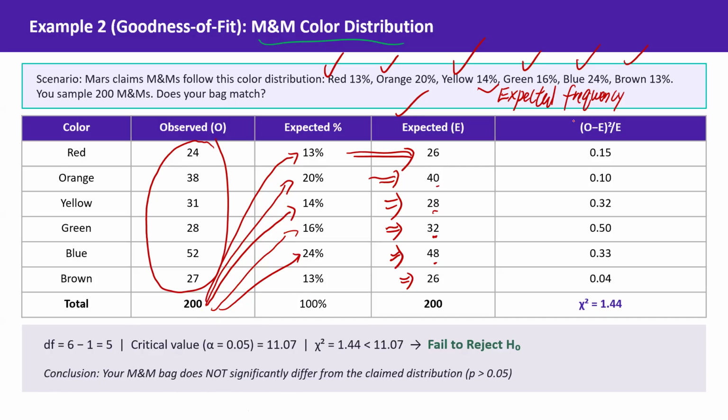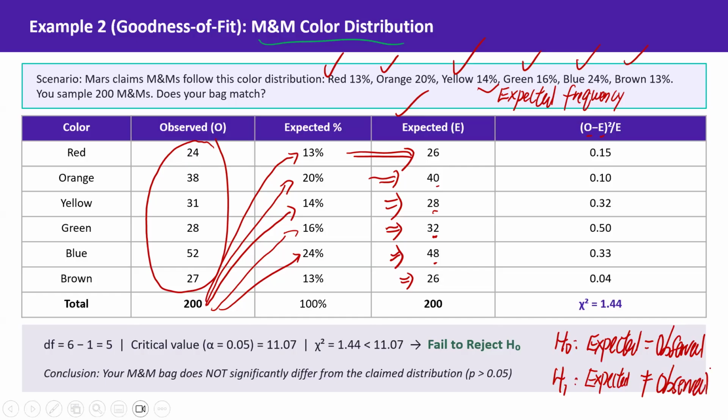Again, we're using observed frequency minus expected frequency, squared, over expected frequency. And here we are testing for goodness of fit, right? Meaning H0 here is the expected distribution equals the observed frequency distribution. And then H1 is that they are not equal to each other, not equal to expected, not equal to observed. So this is how we now know the hypotheses.